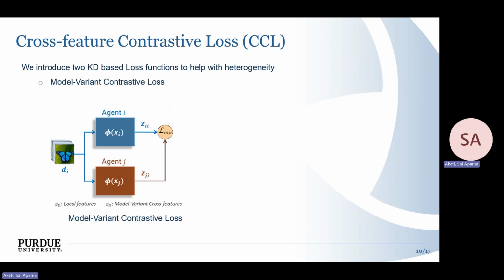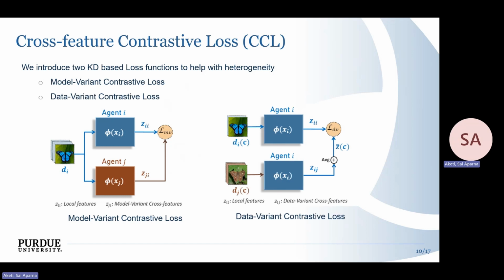Reducing this L2 distance ensures that the neighborhood's model parameters have similar representation for a given data sample. This reduces the model variations caused due to the data heterogeneity. The other loss function is known as data variant contrastive loss, where you reduce the L2 distance between the local features Z_ii and the averaged data variant cross features for the same class. Reducing this ensures that the neighboring agents have similar representation for a given class. This reduces the disparities caused due to the data heterogeneity across the neighboring agents.